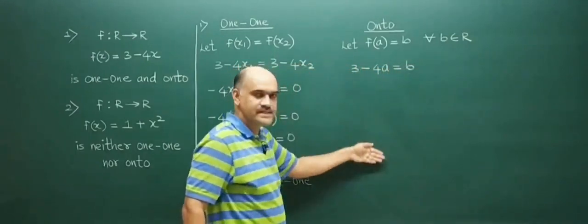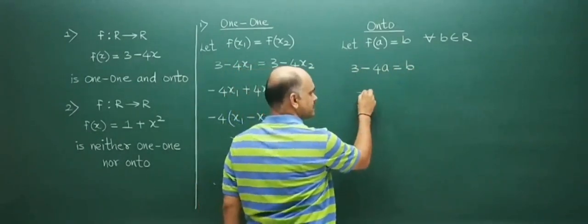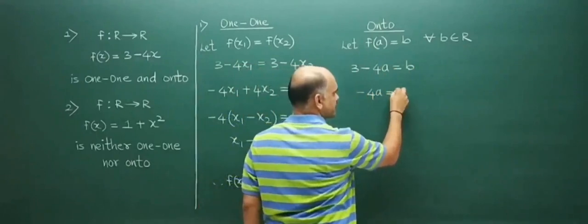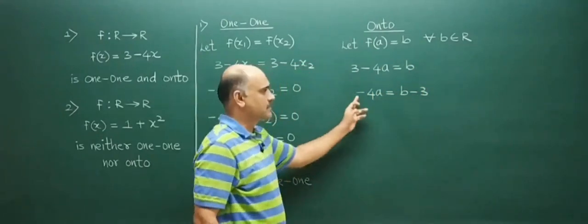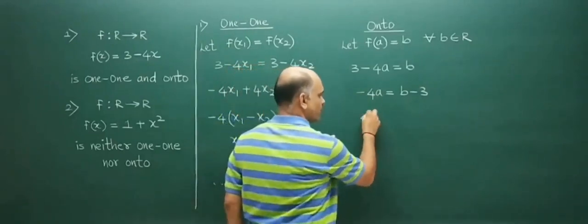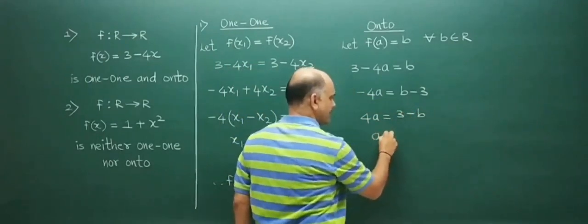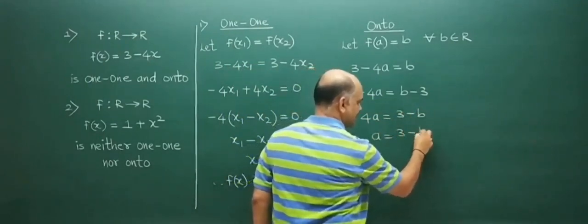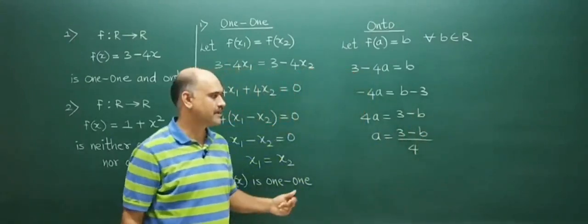Now simplify this and find the value of a. I will take 3 to the RHS: minus 4a is equal to b minus 3. Now change sign on both sides and divide by 4. So 4a is equal to 3 minus b. Therefore you will have a equal to (3 minus b) divided by 4.